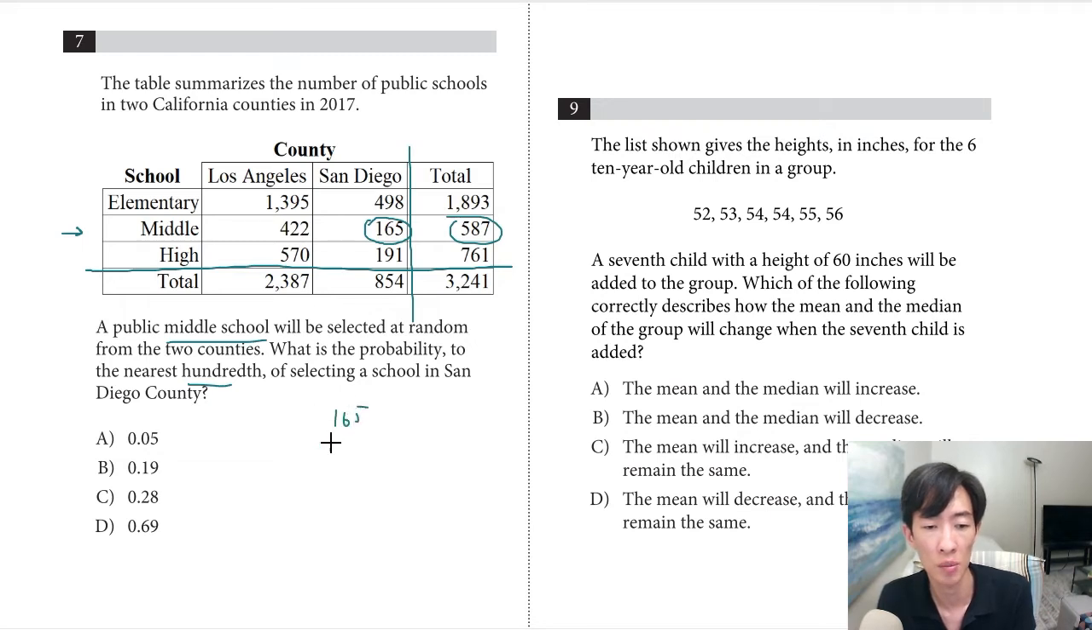So on your calculator, you're basically just doing 165 over 587, and you should have gotten 0.281, and to the nearest hundredth, obviously we round down and it becomes 0.28.